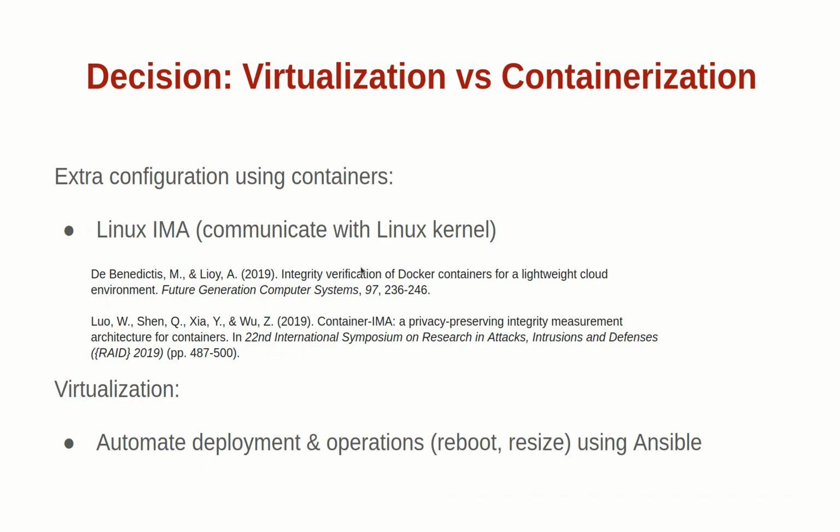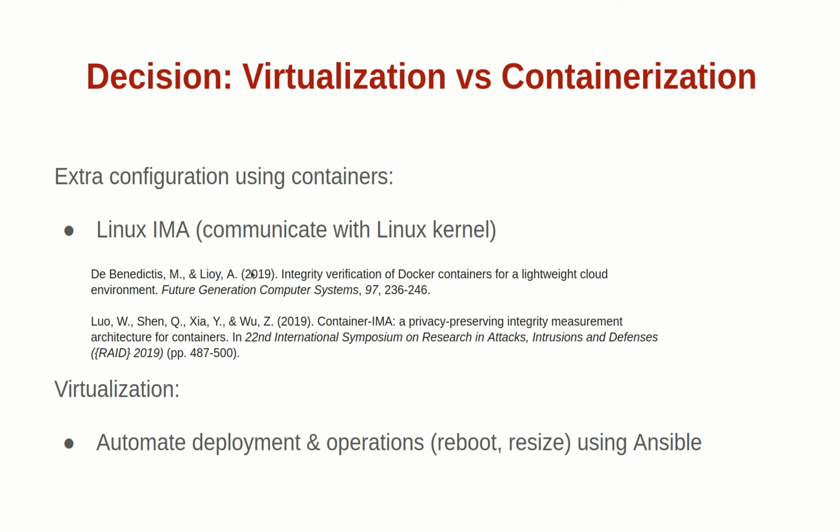Although at first glance containerization seems to work, it needs some extra configurations. One big thing is that to detect if a file has been modified, the Keylime agent must enable the Linux integrity measurement architecture, aka Linux IMA. Other people did some research and came up with some novel ideas on how to measure the integrity of containers in 2019, but it's too difficult for us to do. So we gave up on this containerization approach and decided to go with virtual machines directly.